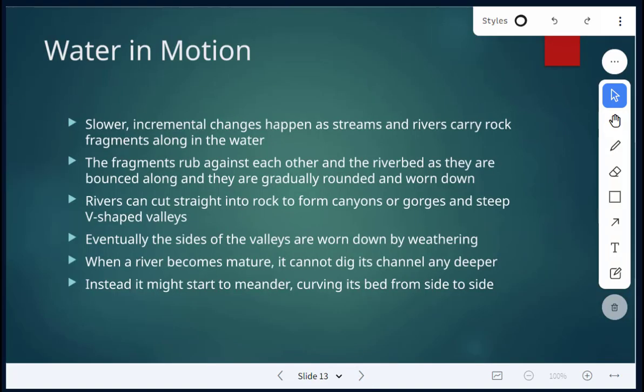Slower changes can happen as well. As streams and rivers carry rock fragments along in the water, those fragments rub against each other and the riverbed as they're bounced along, and they gradually get rounded and worn down. Rivers can cut straight into rock. They can form canyons or gorges and V-shaped valleys. Eventually the sides of the valleys will get worn down by weathering. When a river becomes mature, it cannot dig its channel any deeper. It might start to meander, meaning curving its bed from side to side.